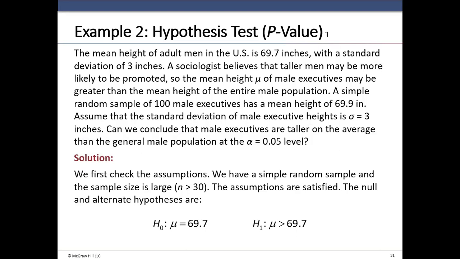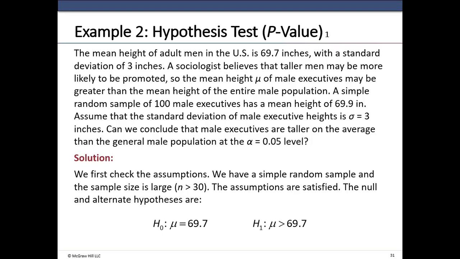So we go to stat, test, and Z-test. Again, we are using z-test because we know the population standard deviation. Input is on stats. Mu0, the hypothesized population mean, is 69.7. Sigma, the population standard deviation, is given as 3. Sample mean is 69.9. Sample size n is 100. What is my alternate? Greater than mu0. So bring the cursor on greater than mu0 and hit enter. And then we go to calculate.